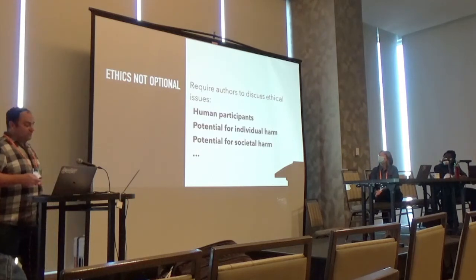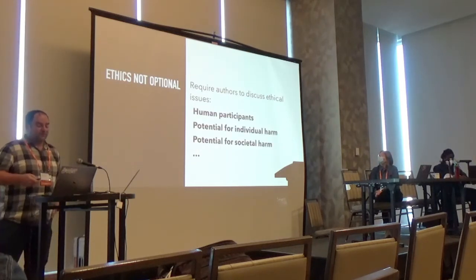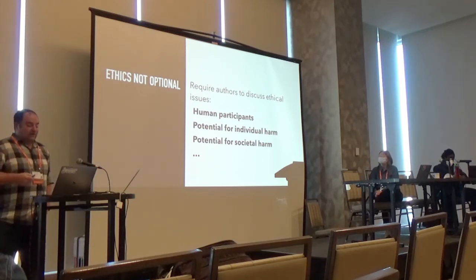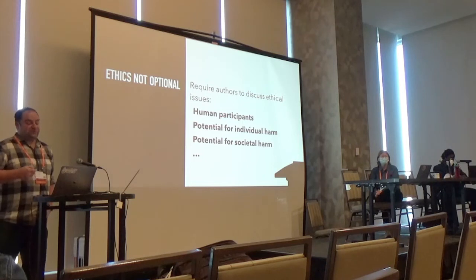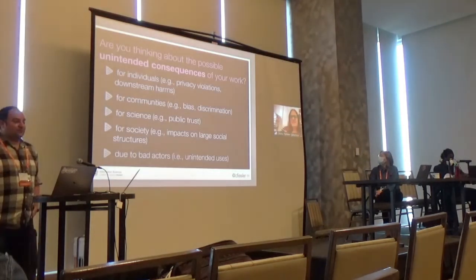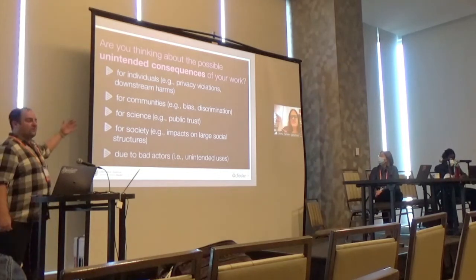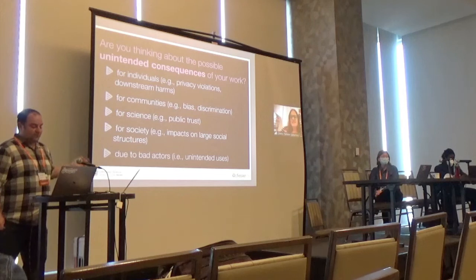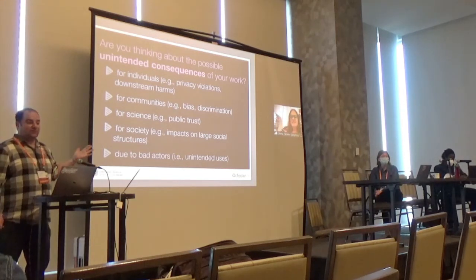So what I think is we need something like a required ethics section in papers. For example, authors should discuss ethical issues with human participants, potential harm for individuals, potential for societal harm. And Casey Fisher made this very good case: here is a list of questions that you should be discussing in your paper. Are there any unintended consequences for individuals, communities, for science, for society due to bad actors?